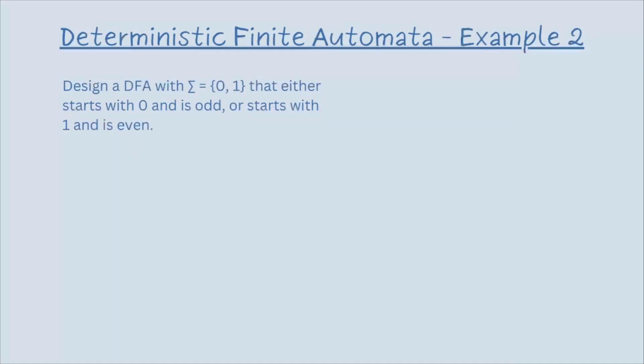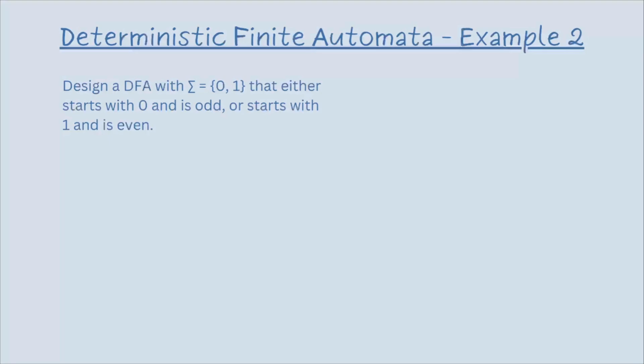Hello everyone. In this video, we'll be looking at another deterministic finite automata example. In this example, we are asked to design a DFA with alphabet 0, 1 that either starts with 0 and is odd or starts with 1 and is even.